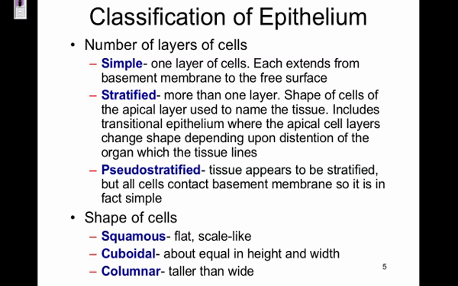Then the pseudostratified is where, if you look at it, initially it looks stratified, but it's actually not. If you look closer, the cells go from the basement membrane to the free surface. It's called pseudostratified. Do you know what the prefix pseudo means? False. It means false. So it's false stratified. It looks stratified, but it's really not.